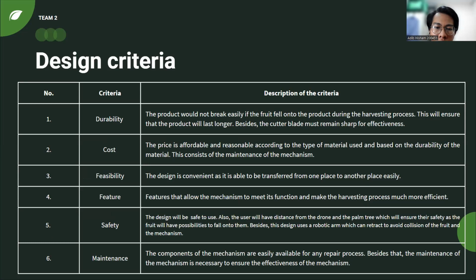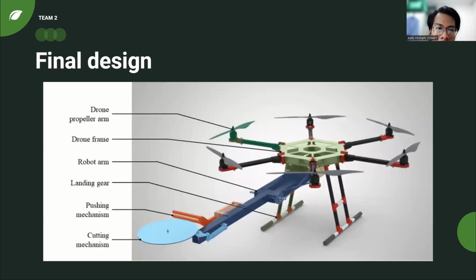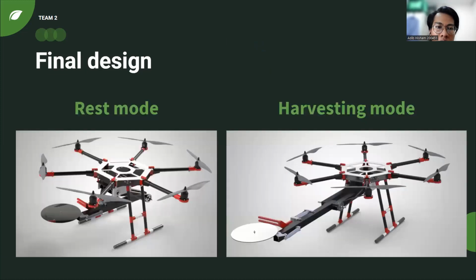the cost, feasibility, ability to transport, the features, safety and maintenance. So this is the final design of our harvesting drone. It has a base, which consists of the drone frame and landing gear. Then the other main components are the drone propeller for flying, a robot arm to expand to reach the tree, a pushing mechanism to give a grip for the drone on the branch, and a cutting mechanism to cut the branch.